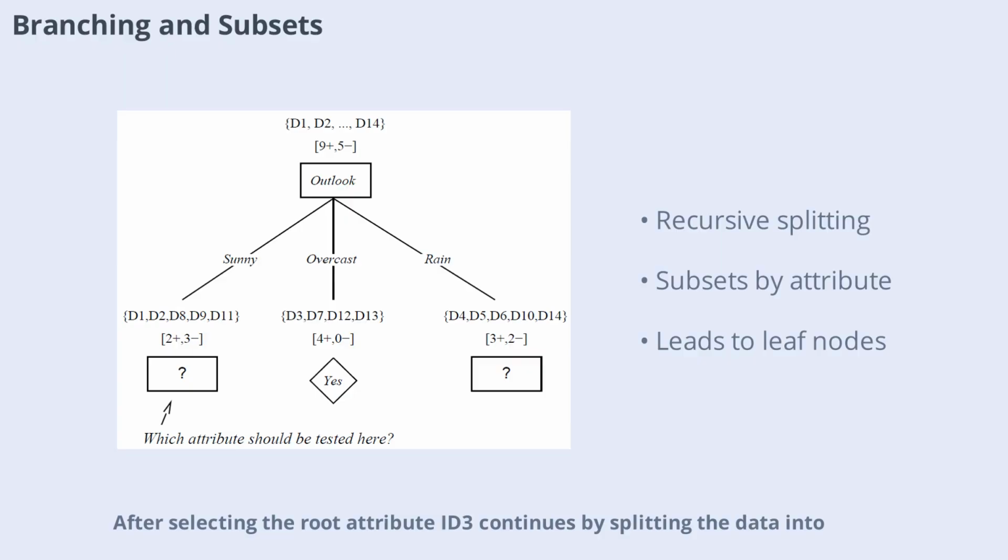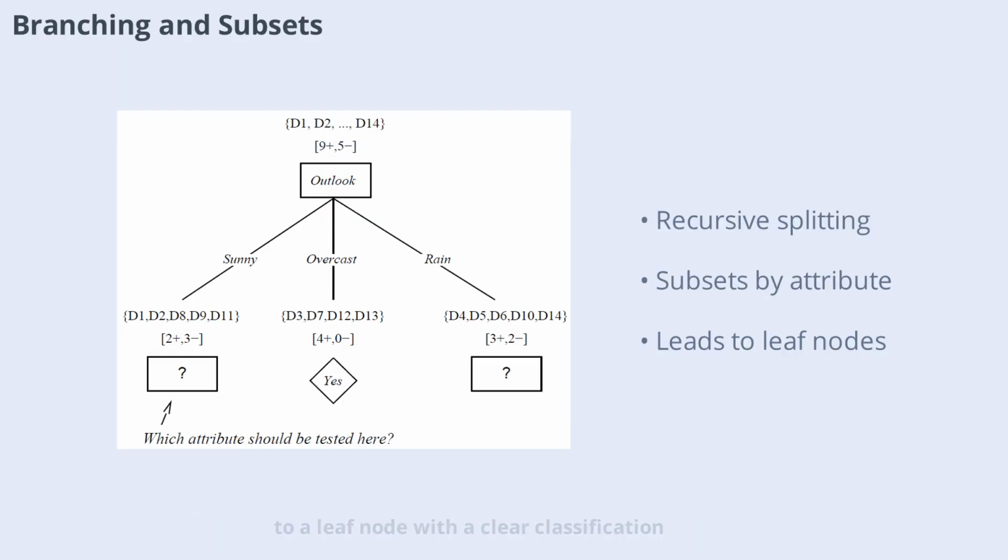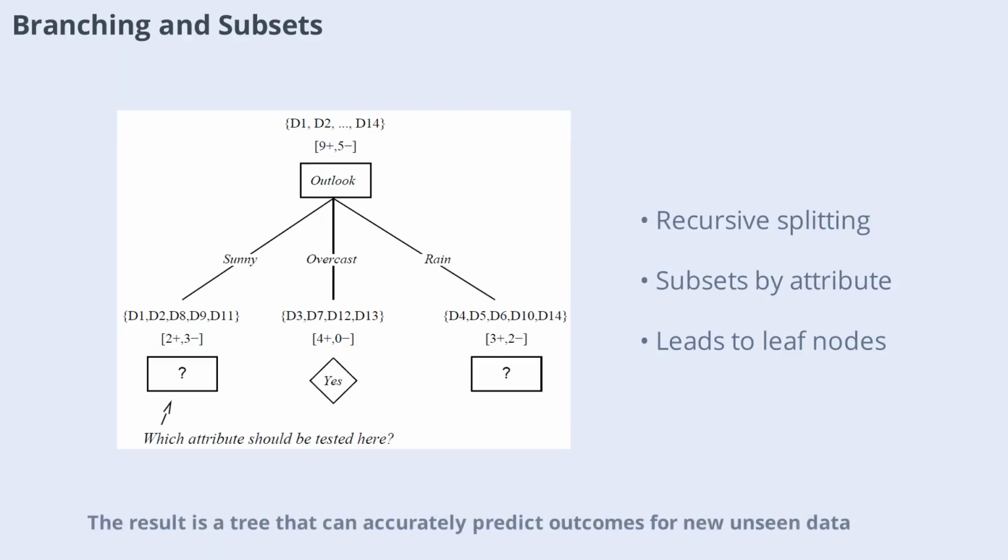After selecting the root attribute, ID3 continues by splitting the data into subsets for each value of that attribute. For example, all days with rain are grouped together, and the algorithm calculates information gain for the remaining attributes within the subset. This recursive process continues until each branch leads to a leaf node with a clear classification. The result is a tree that can accurately predict outcomes for new, unseen data.